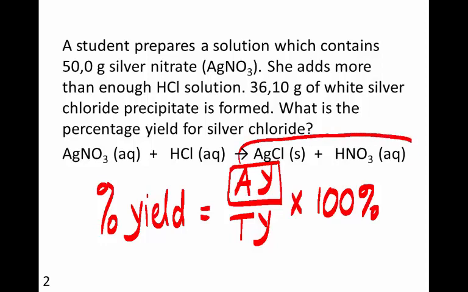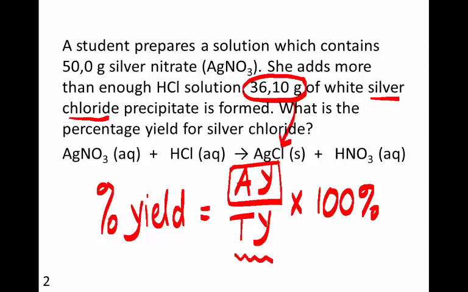These are the products. And you only have one piece of information about a product, and that is 36.1 grams of silver chloride. This is silver chloride here. So it's the product that we're looking at, the yield of. So 36.10 is the actual yield. Now obviously to answer this question we also need the theoretical yield, but we're not given that. We have to find that.